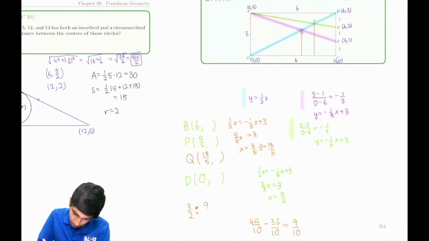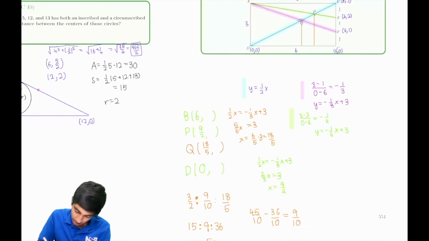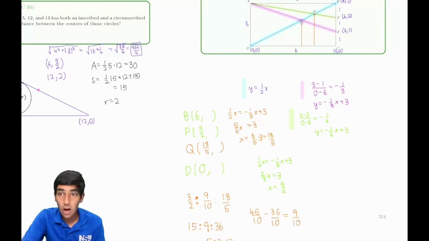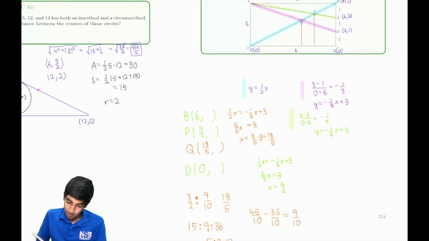And then the last piece, 18 over 5, is just 18 over 5. We multiply this whole ratio by 10. We get 15 to 9 to 36. We can divide by 3: 5 to 3 to 12. So our answer is just going to be 20, because 5 plus 3 plus 12 is 20.